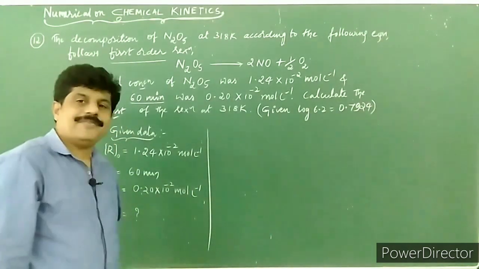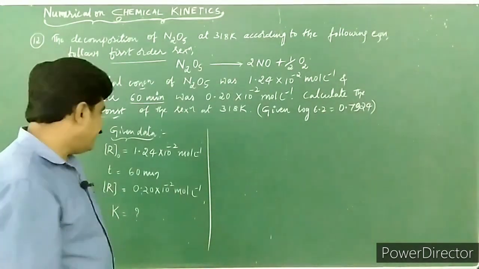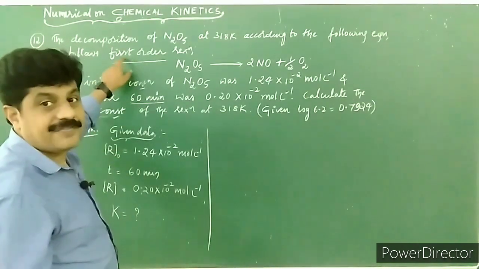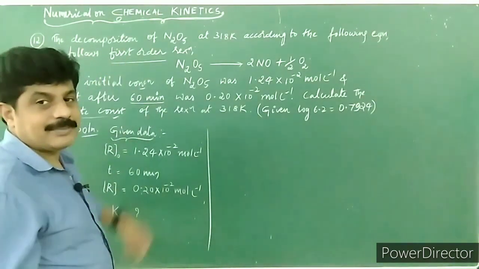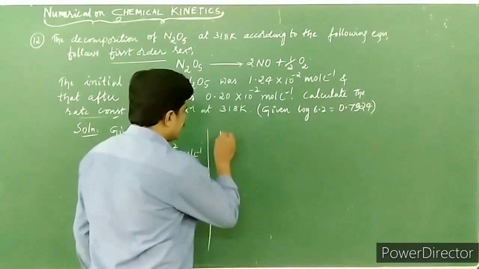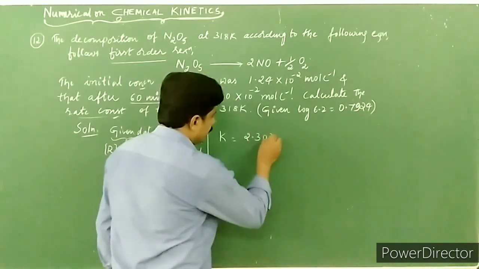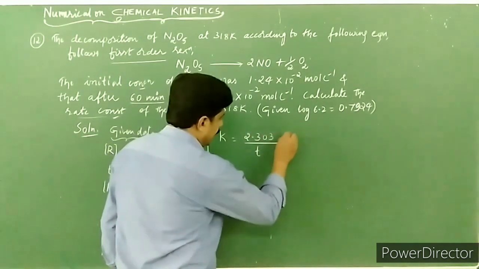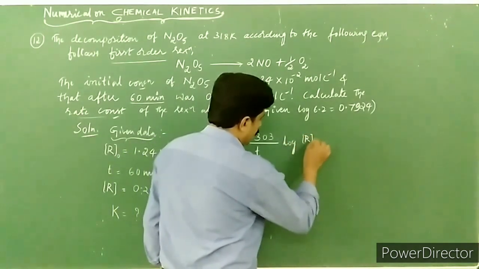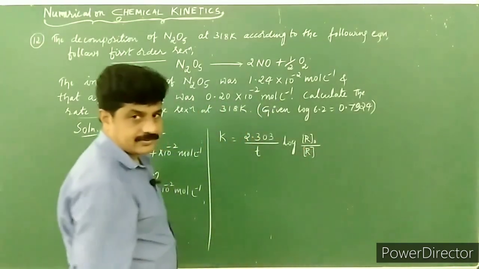Children, once you write the given data in numerical form, now you need to go for finding the value of K here. And one more hint is given: it is a first order reaction, and you know the expression for a first order reaction. Look at here. Now K is equal to 2.303 upon t into log of R0 upon R.